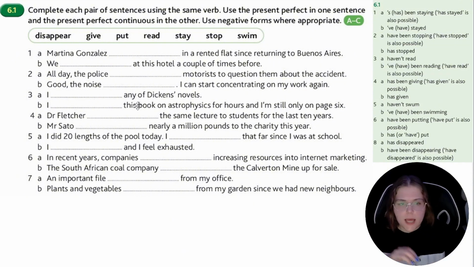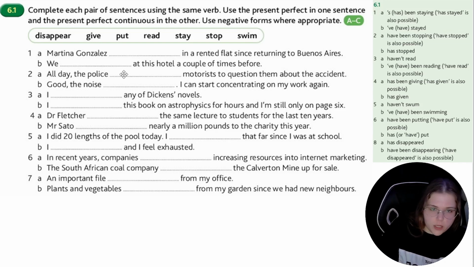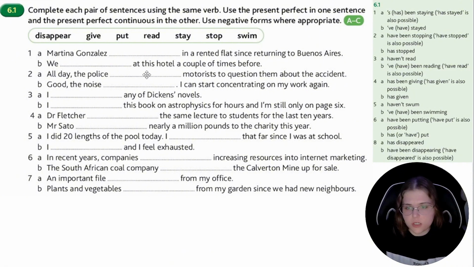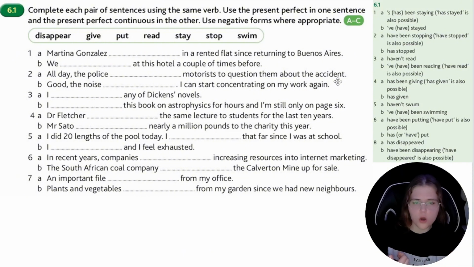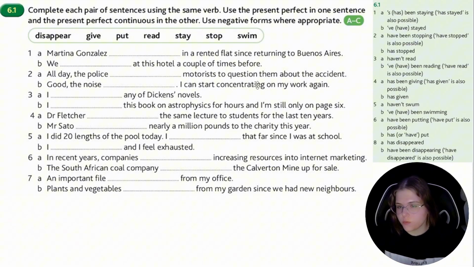All day the police have been stopping or have stopped motorists to question them about the accident. All day means that we should use have been stopping, but if this is just about a result, have stopped maybe, why not? Good, the noise has stopped. I can start concentrating on my work again. It has stopped by now, and this is only about the result because it has stopped and now I can concentrate only on my work and so on without any duration.